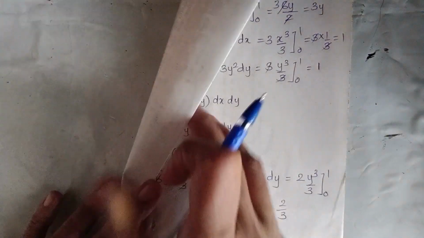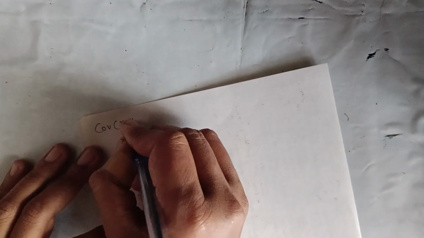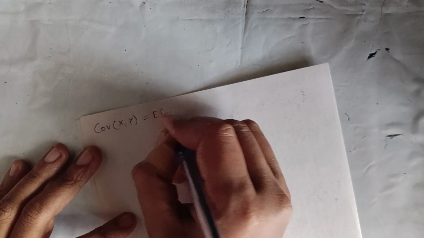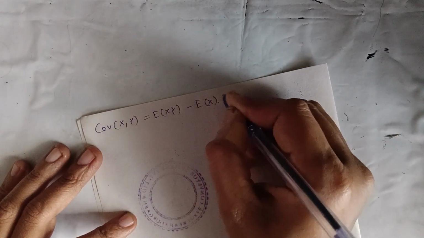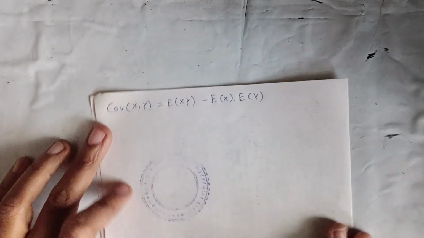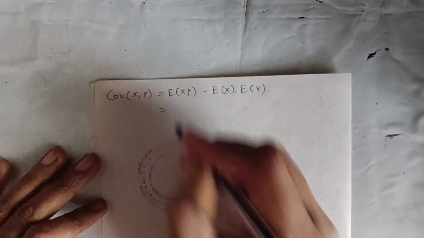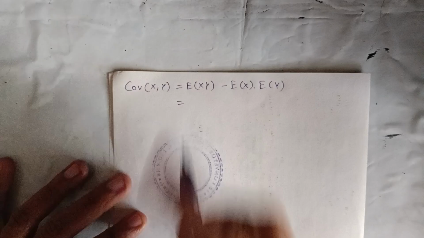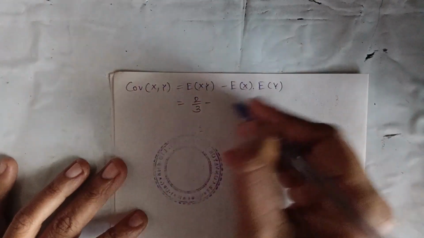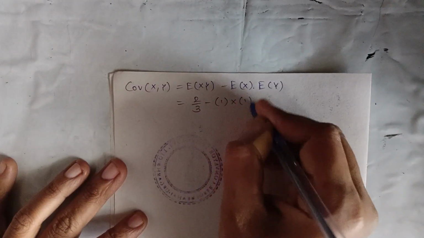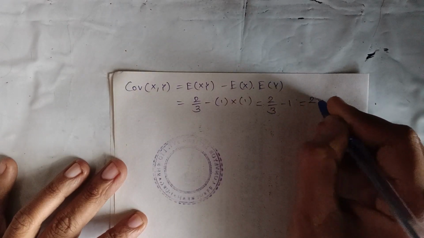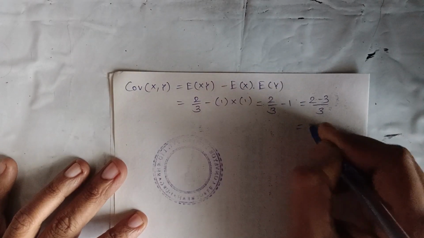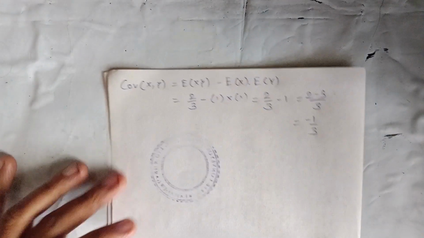Okay. Let's calculate covariance. Minus E of x into E of y. Okay. E of xy we are getting 2 by 3. This is 1 into 1. So 2 by 3 minus 1. So minus 1 by 3. Okay.